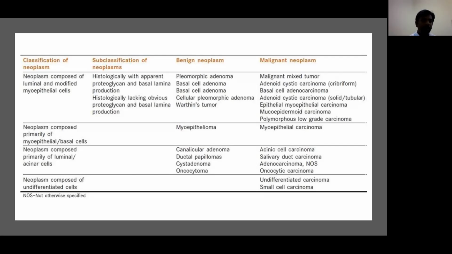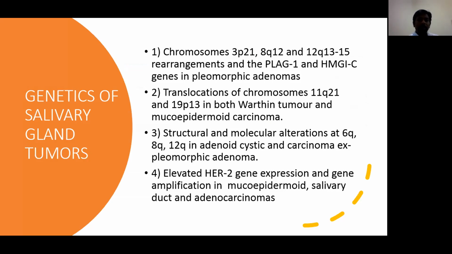Like you need to know, neoplasms composed of luminal and modified myoepithelial cells, neoplasms composed primarily of myoepithelial cells, and neoplasms composed primarily of luminal and acinar cells. So like that. If you see the pleomorphic adenoma, that comes under the neoplasms composed of luminal and modified myoepithelial cells. Okay. So the genetics, there are many genetic bases for all these tumors.